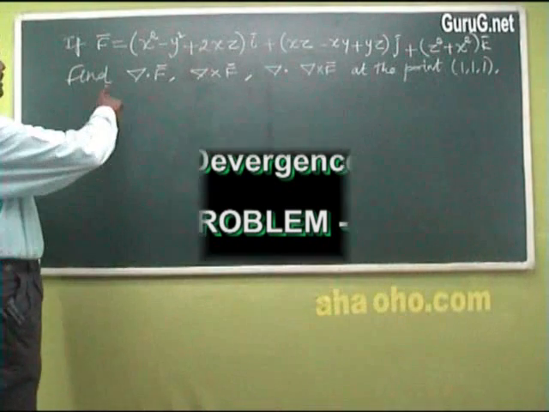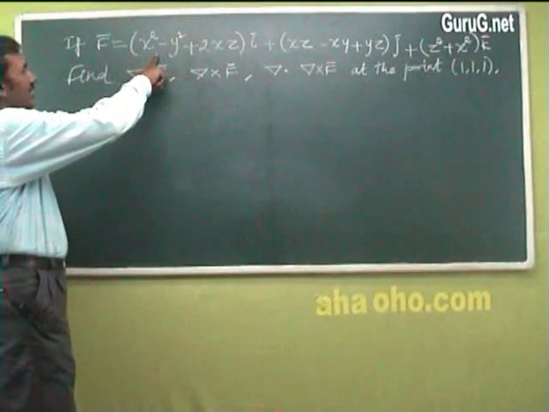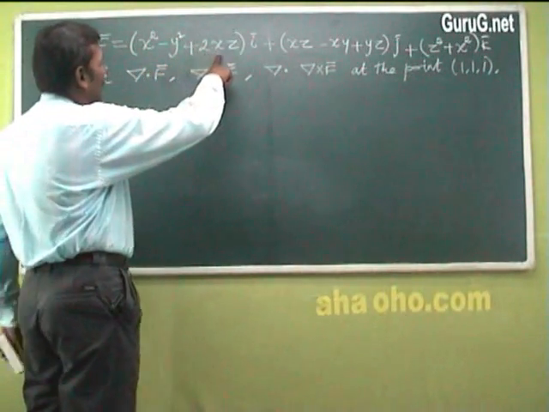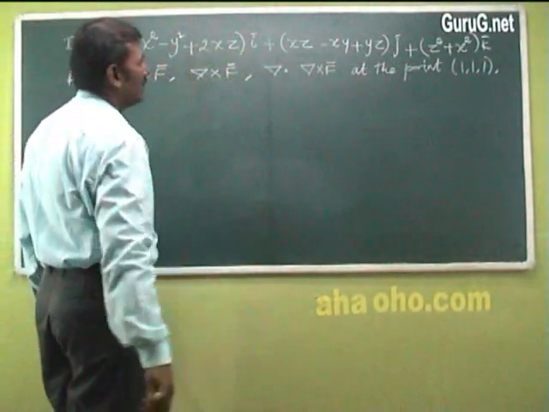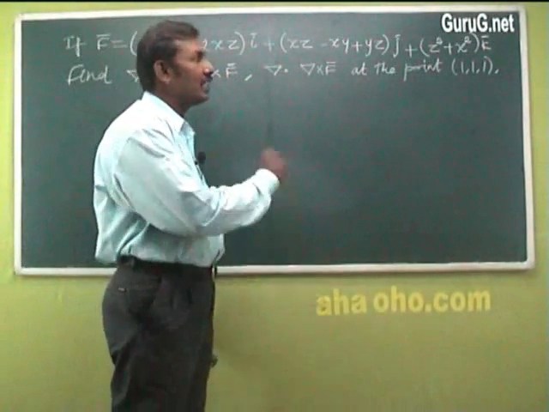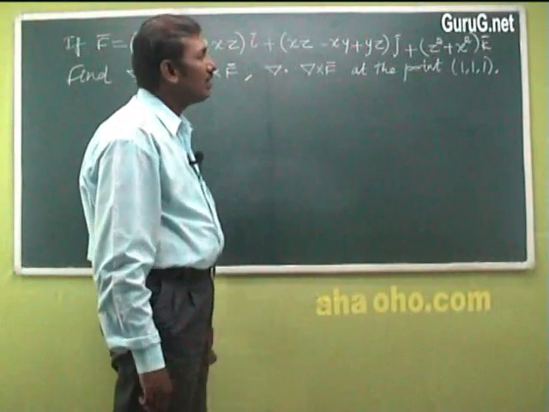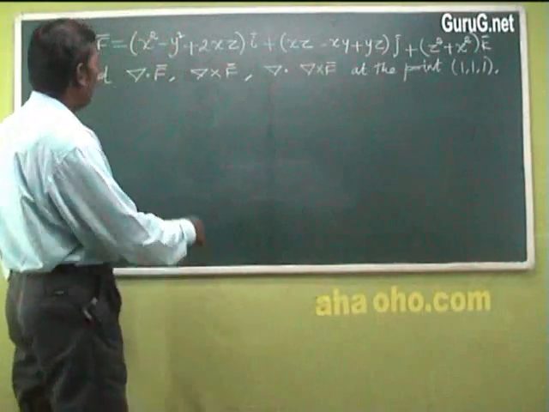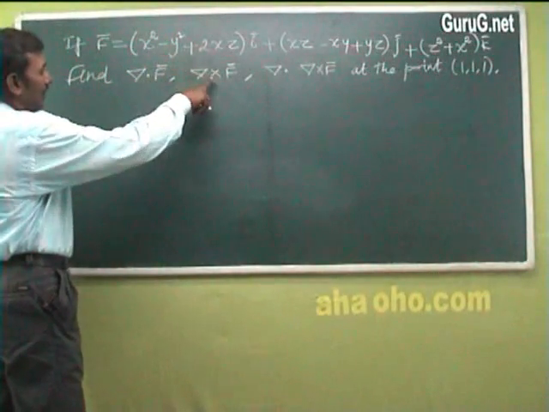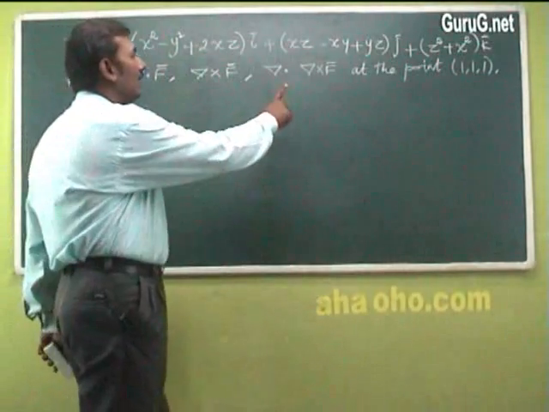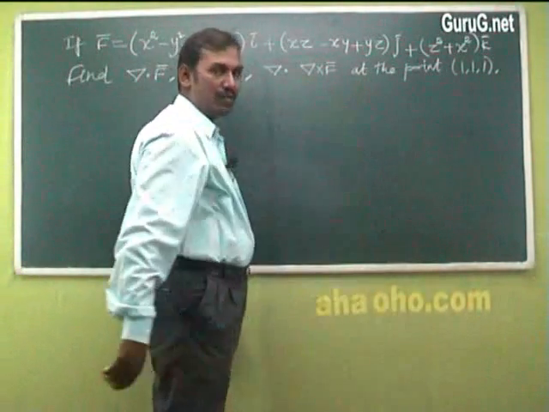In the problem, if f vector equals x squared minus y squared plus 2xz into i, plus xz minus xy plus yz into j, plus z squared plus x squared into k, find del dot f, del cross f, and del dot del cross f at the point 1, 1, 1.